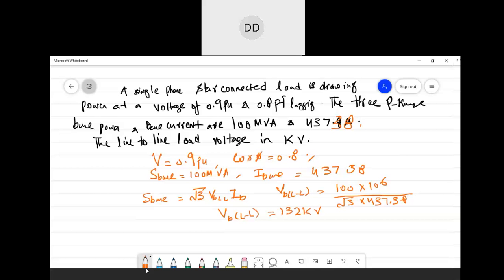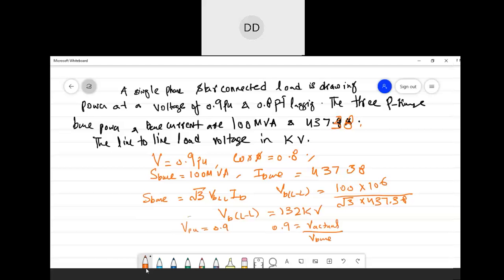Now what is this VB line to line? Notice what the base voltage value is. Here he has given the per unit value of voltage, 0.9. That means 0.9 is equal to V actual by V base.